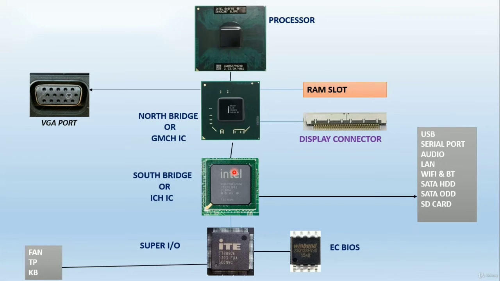ICH, or Input Output Controller Hub IC, controls all the slow processing sections such as USB, serial port, audio sections, LAN, Wi-Fi and Bluetooth, SATA hard disk, SATA optical disk drive and SD card. The IC that connects with the CPU via the North Bridge IC is also called the South Bridge IC.